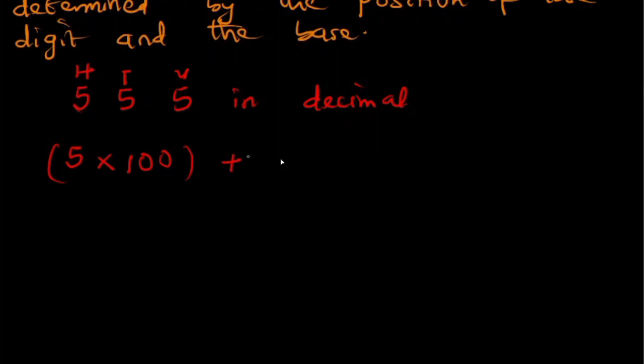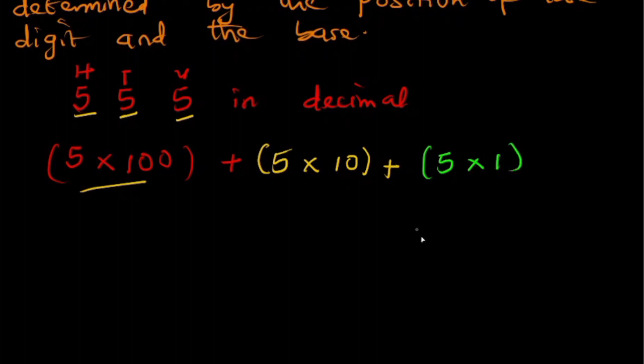The value of the first 5 gives us 500. The second 5 here, the value is given by 5 multiplied by what factor? 10. That is why we indicate it here. The third 5, which is this, is under the units place. So the value is given by 5 times 1. So when we add this, we get 500 plus 50 plus 5.